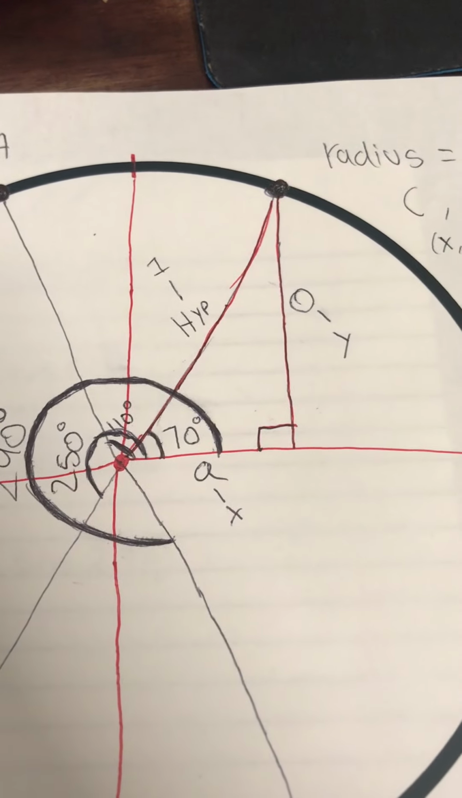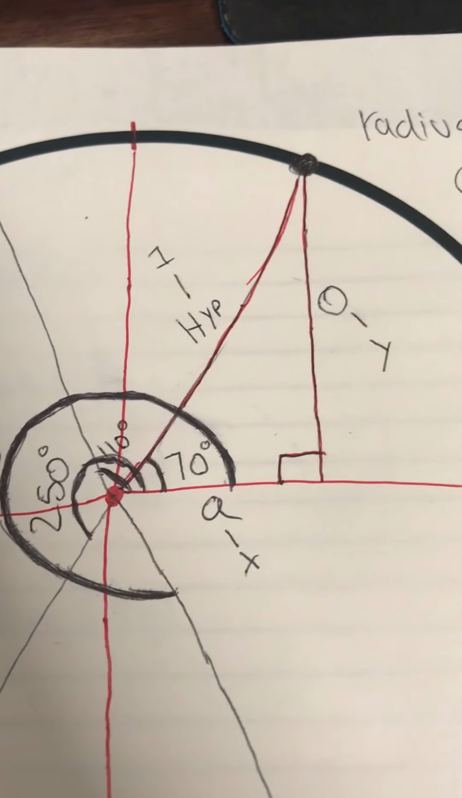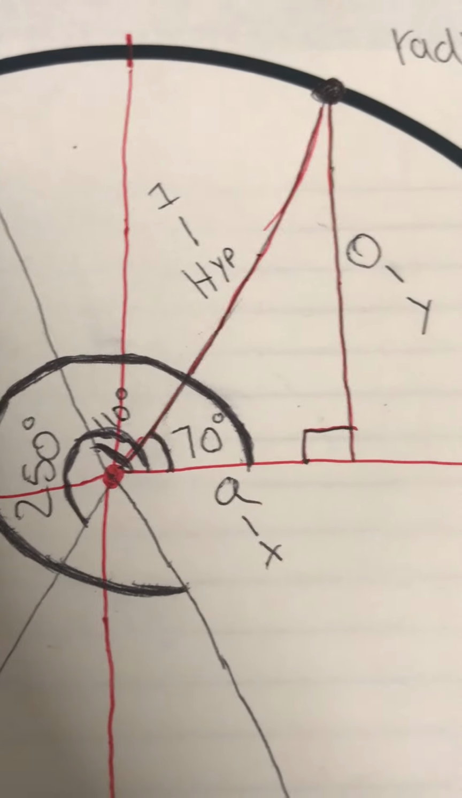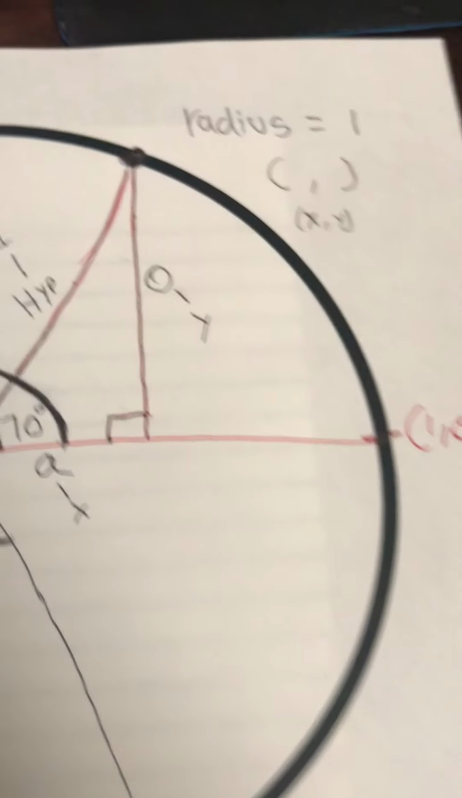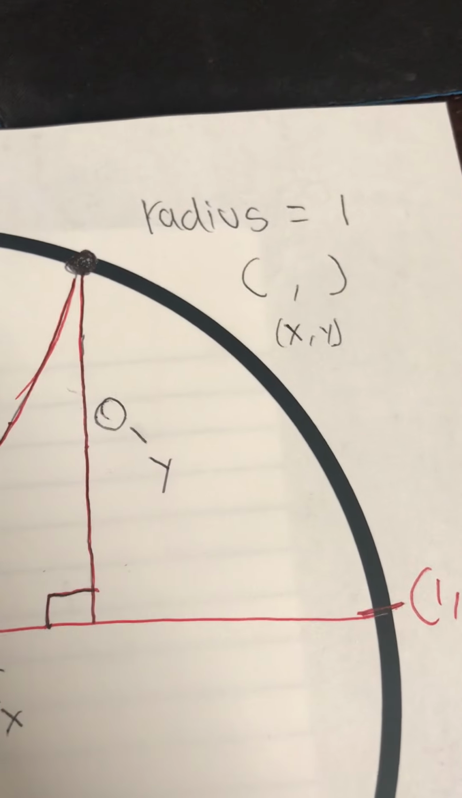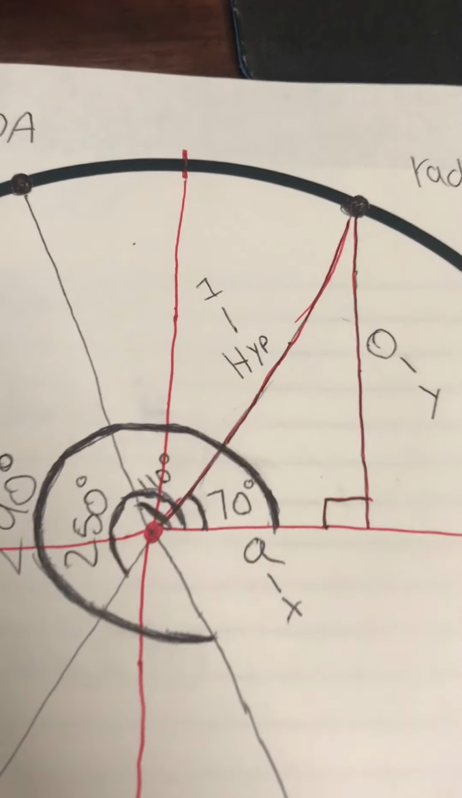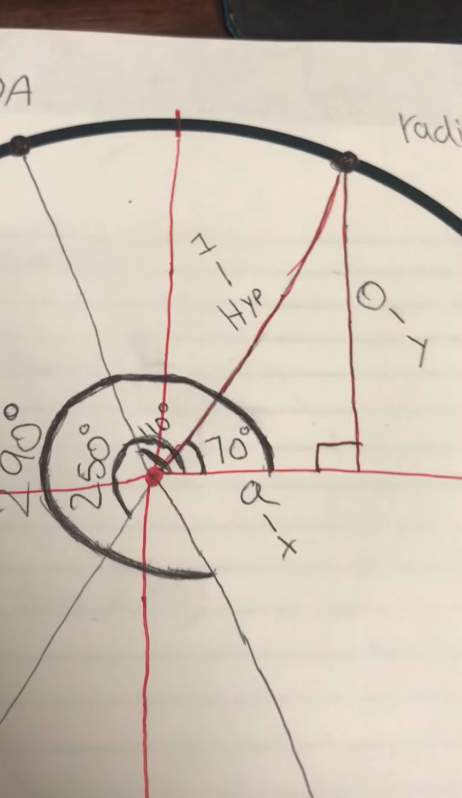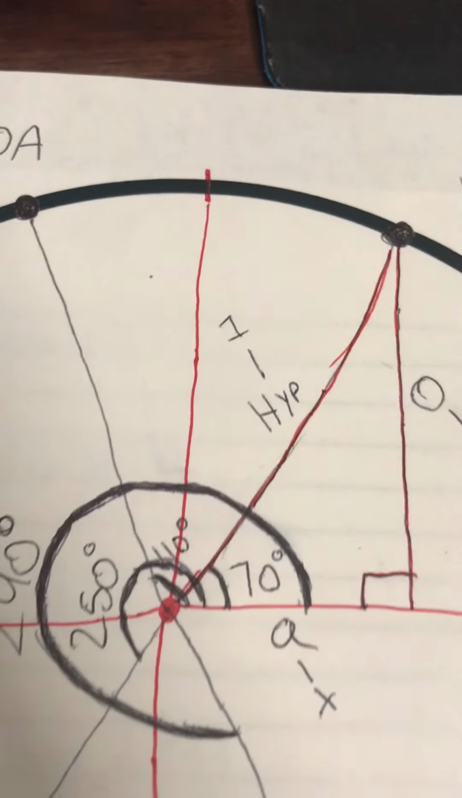Here's how to find the coordinate points of the angles. First, I'm going to use my 70 degrees angle because that's the easiest and it's in the first quadrant. And we know our radius is going to be 1 because it's a unit circle. So our hypotenuse is going to be the radius, so it's going to be 1.